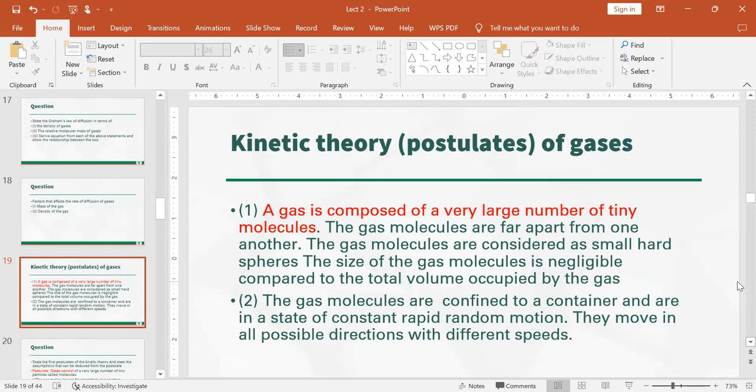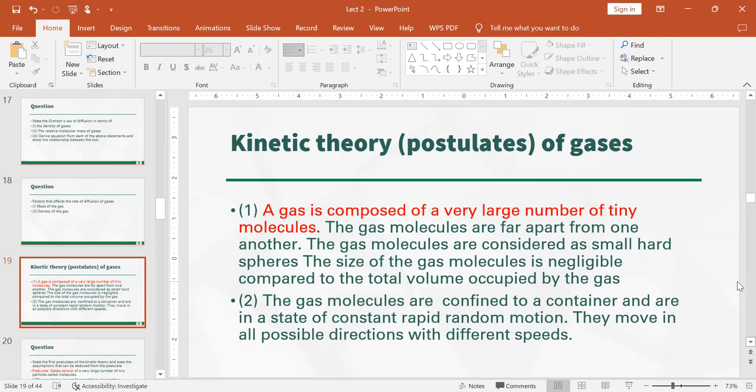So let's continue. The principle of the kinetic theory is that matter consists of molecules, and the molecules are very small, tiny molecules. The gas molecules are far apart from one another. The size of the gas molecule is negligible compared to the total volume occupied. In a cylinder, you see, it will fill the gas. It's telling you that the size of the gas molecule is very small when you look at the volume.